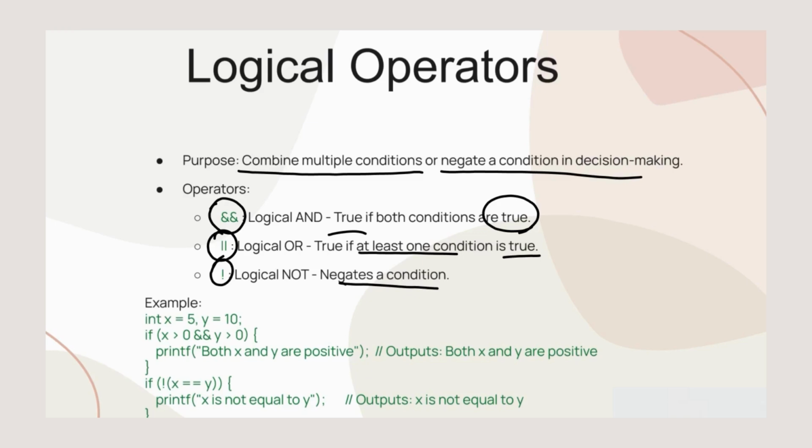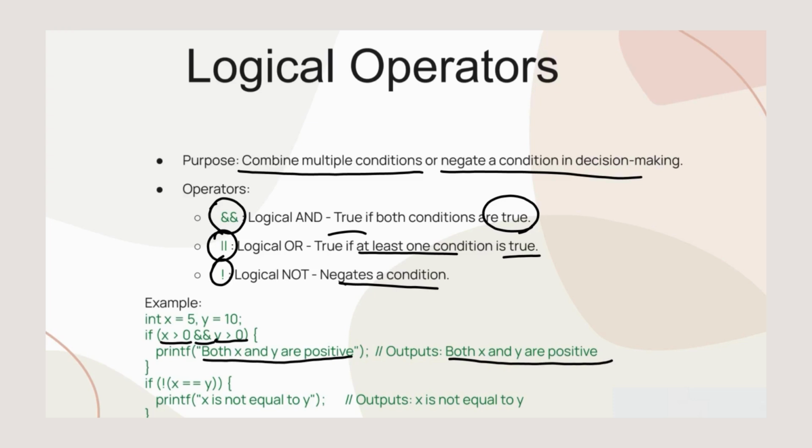Let us see the example here. X equals 5 and Y equals 10. If X greater than 0 and Y greater than 0, both conditions must be true, and in this case yes, they both are true. Then it will enter the block and say "Both X and Y are positive." So you will get the same statement on the output screen.